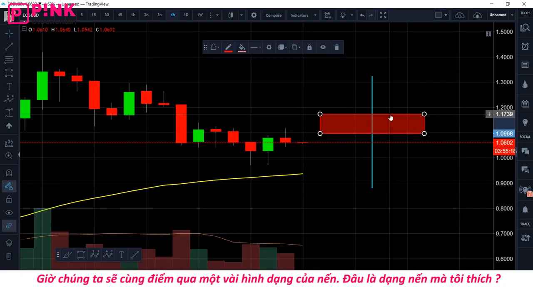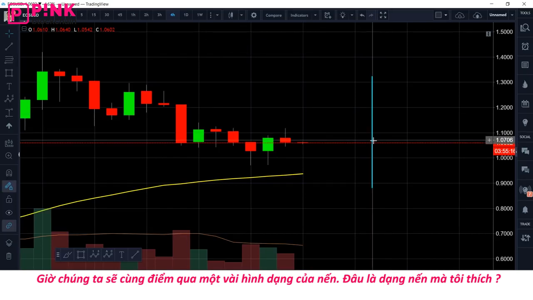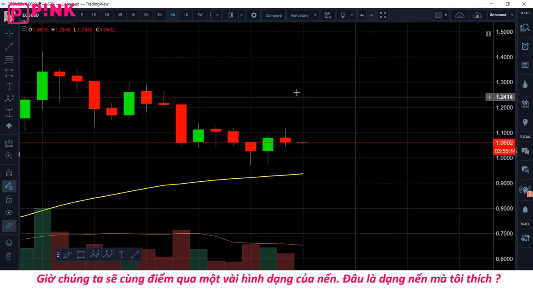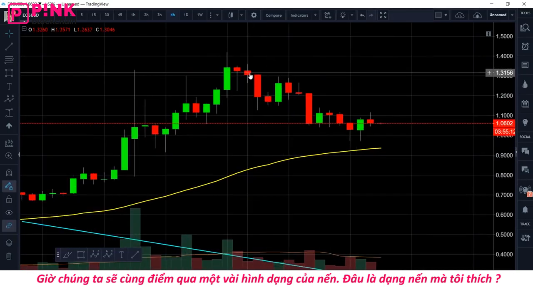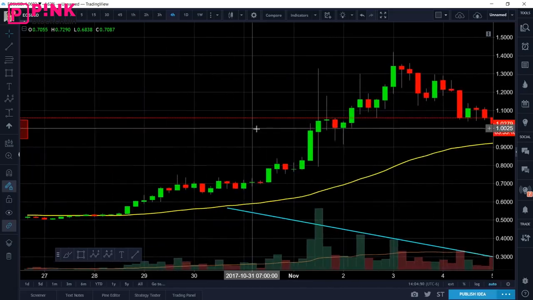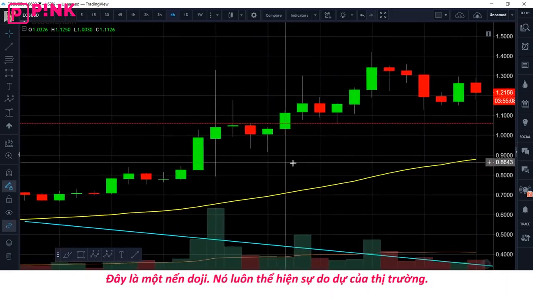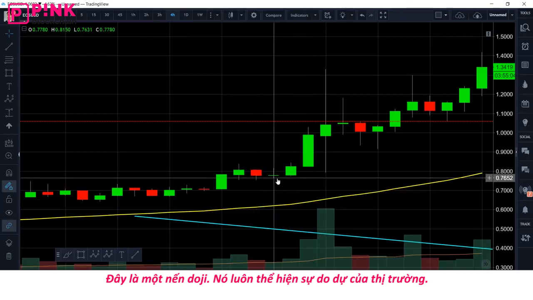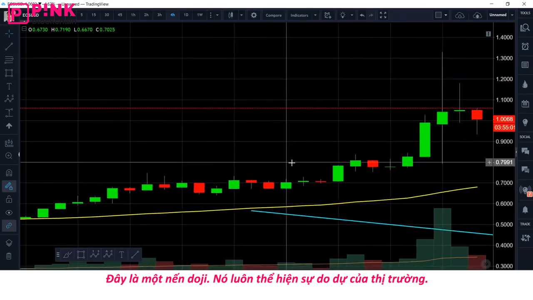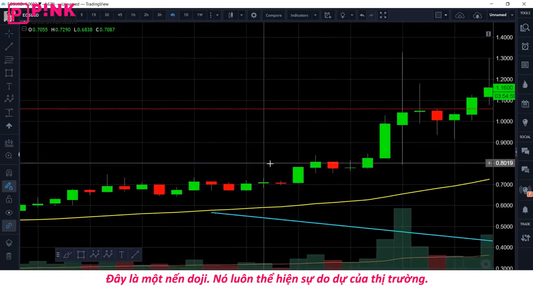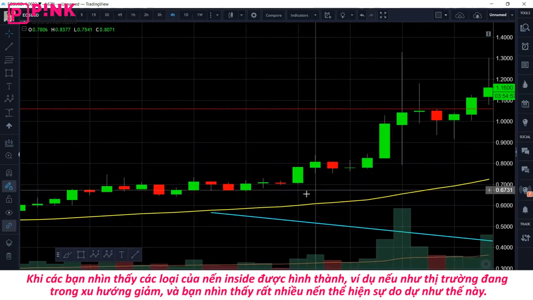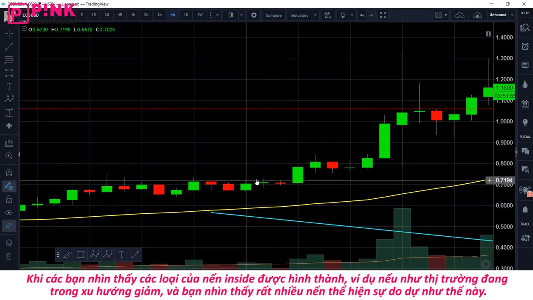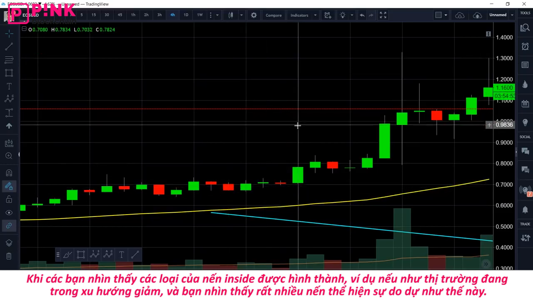Now we're gonna go over some candlestick patterns, okay? So one of my favorite candlestick formations to form is, for example, this one right here. This is a doji, okay guys? This is a doji right here, and dojis always imply indecision, right? But when you see these types of inside candles forming, for example, if it was on a downtrend, right?